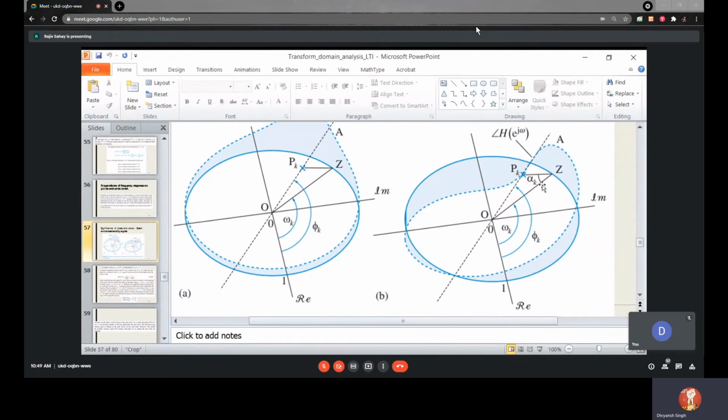You can just make a note of this. So this angle that the vector pkz makes with the vector z, or origin to z, oz, is alpha k. This is slightly rotated and this is an ellipse, but you treat it as a unit circle.